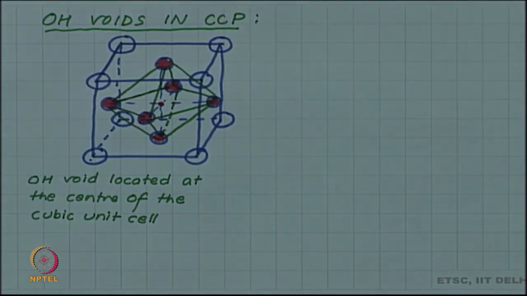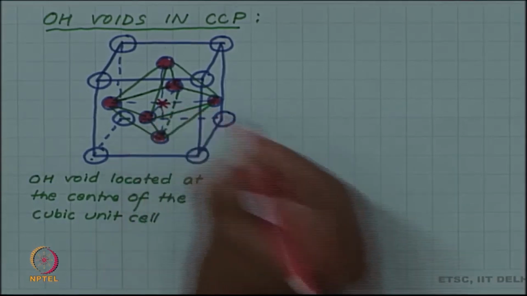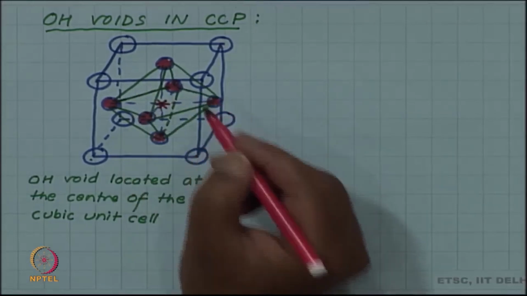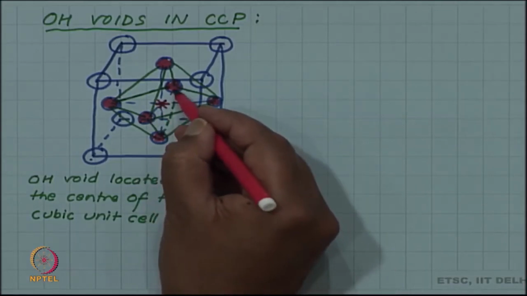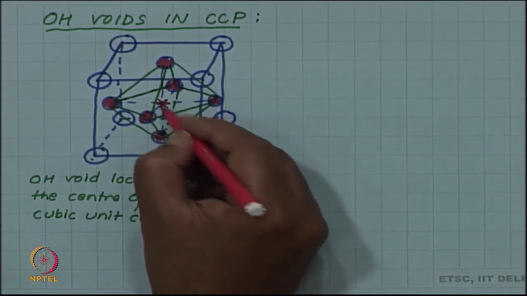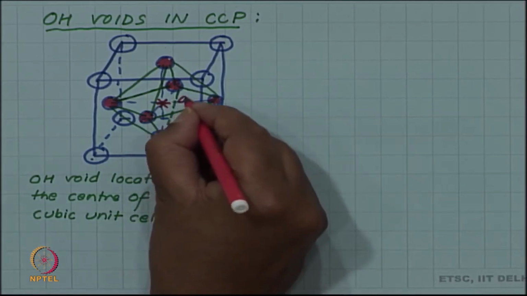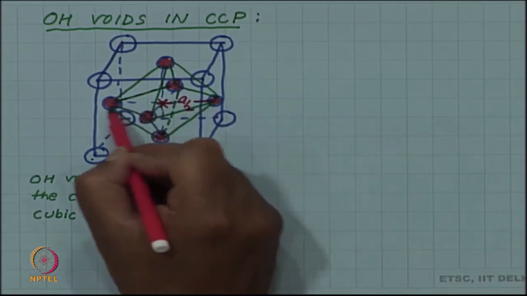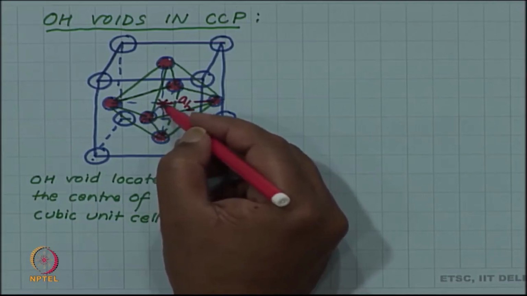But interestingly, if you now look at the geometry of this centroid, the center of the octahedral void is the center of 6 atoms, and the location of those 6 atoms are one forward, one backward, one on the left, one on the right, and one top and one bottom, and each of them is at a distance a by 2. So, a by 2 right, a by 2 left, a by 2 up, a by 2 down, a by 2 front, a by 2 back.